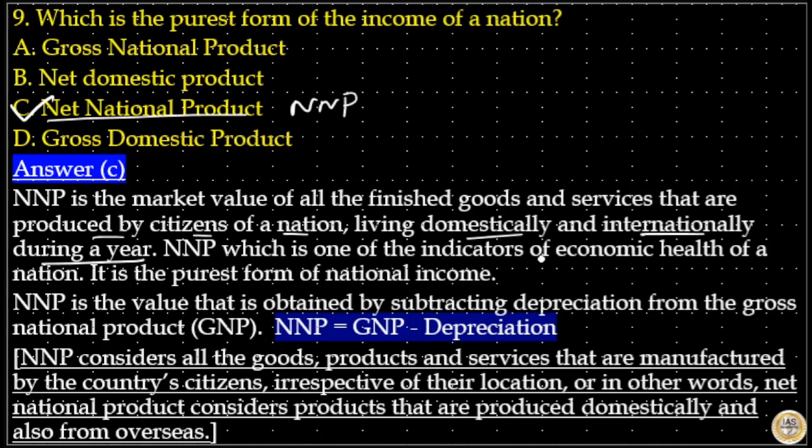NNP is one of the indicators of economic health of a nation. It is the purest form of national income. NNP is the value that is obtained by subtracting depreciation from the gross national product. That is NNP equal to GNP minus depreciation. NNP considers all the goods, products and services that are manufactured by the country's citizens irrespective of their location. Or in other words, net national product considers products that are produced domestically and also from overseas by citizens of a country. So here answer to this question is option C.